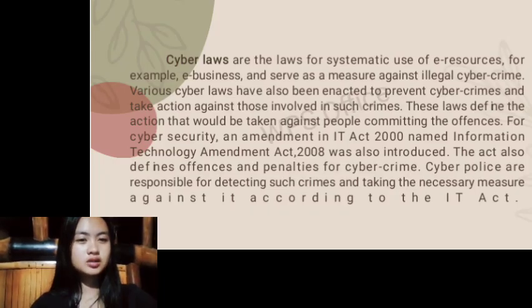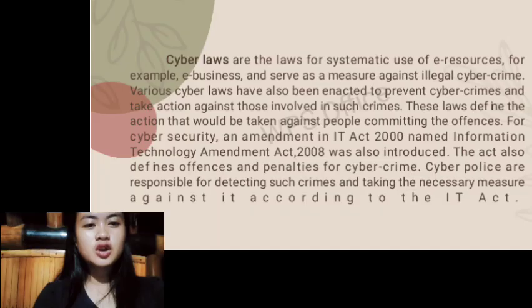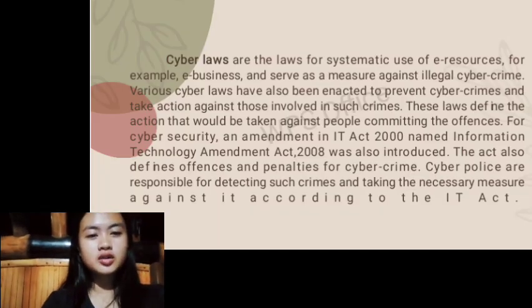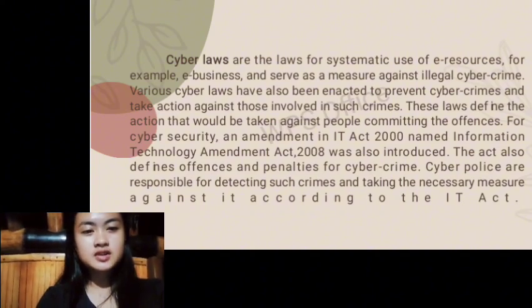The IT Act 2000 was India's primary legislation for regulating cyber activities and addressing cybercrime. Overall, cyber law creates a legal foundation for the responsible use of electronic resources, defines penalties for cybercrimes, and empowers authorities like cyber police to enforce those laws, contributing to a safer digital environment.